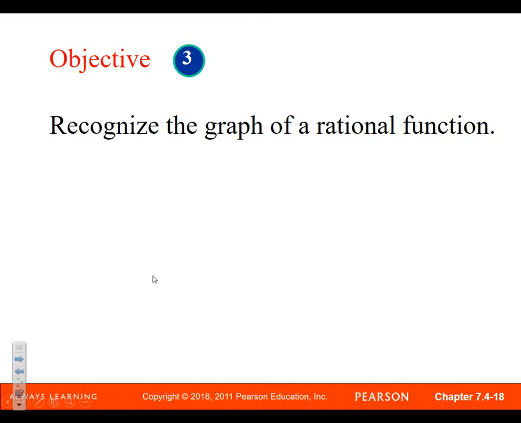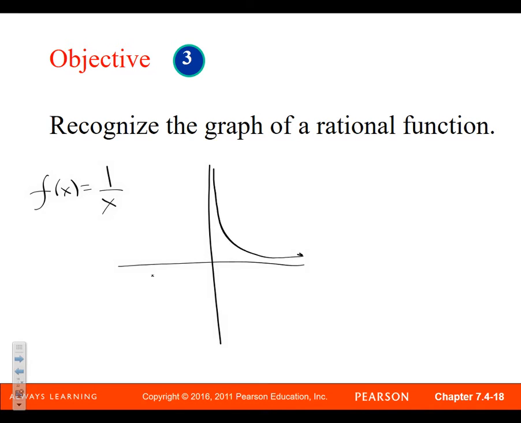All right, cool. Recognizing the graph of a rational function. Before I get into those, I want to show you the most basic rational function there is. It's the parent function, f of x is equal to 1 over x. Have you guys seen this function before? Yeah? It looks like this. Yeah, we have. Did I do that right? We did that earlier.